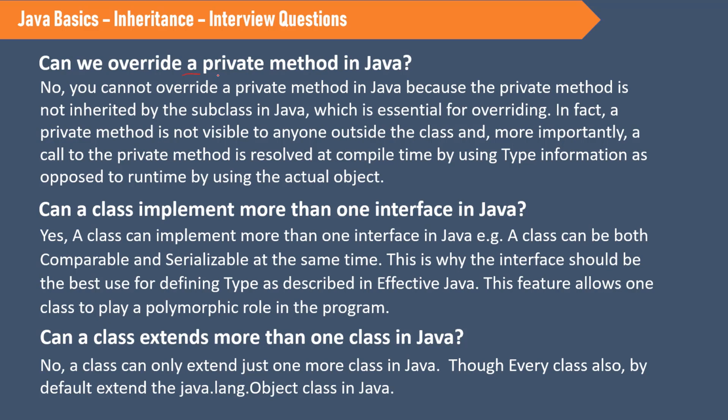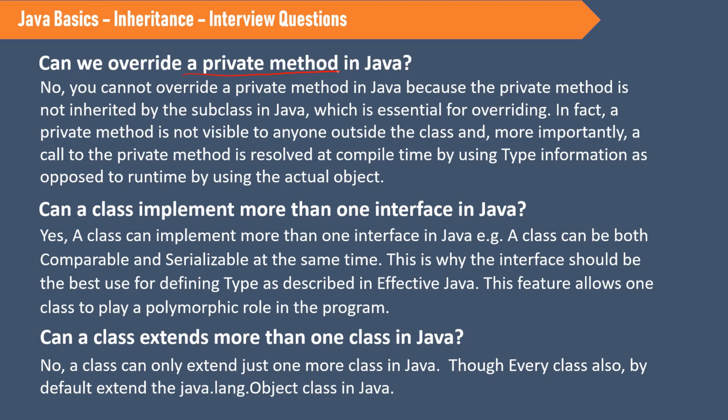Next question is, can we override a private method in Java? So we have already seen access modifiers in Java. Private means it is applicable only for the class. That means you can access it only in that class. A variable or method, you can access it only within that class. You cannot access it outside of the class. So you cannot access a private method even in a child class. So you cannot override a private method in Java.